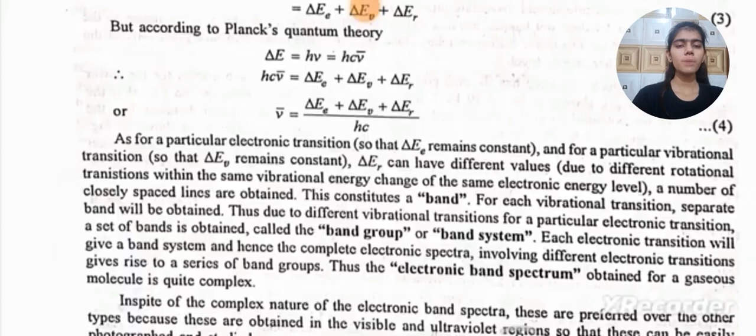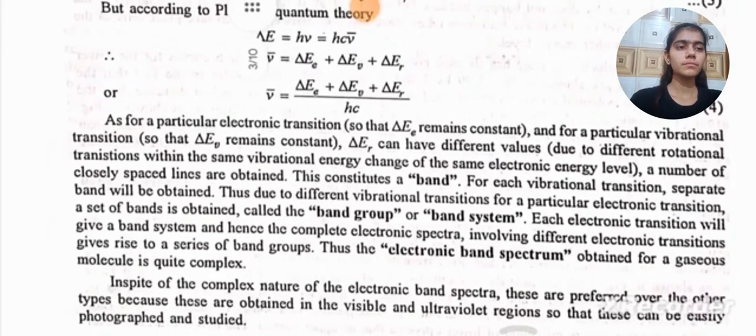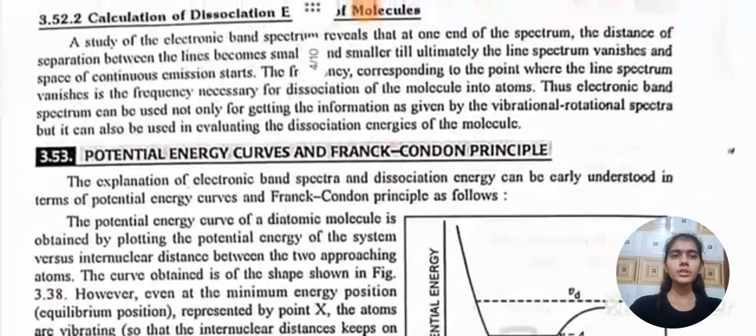In spite of the complex nature of the electronic band spectra, these are preferred over the other types because these are obtained in the visible and ultraviolet regions, so that these can be easily photographed and studied. Calculation of dissociation energy of molecules.